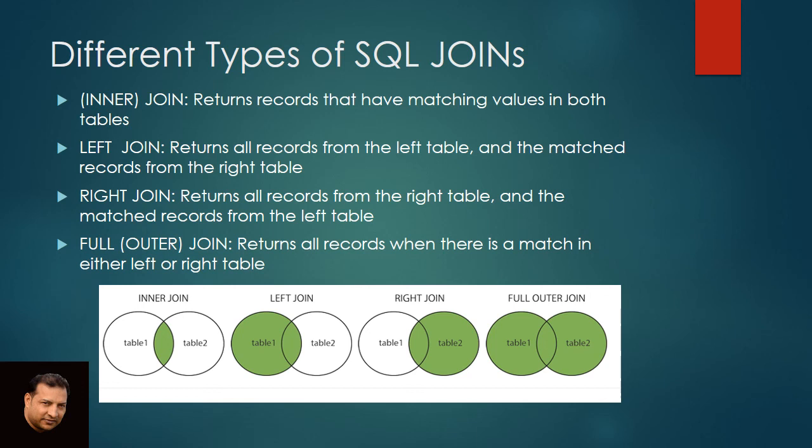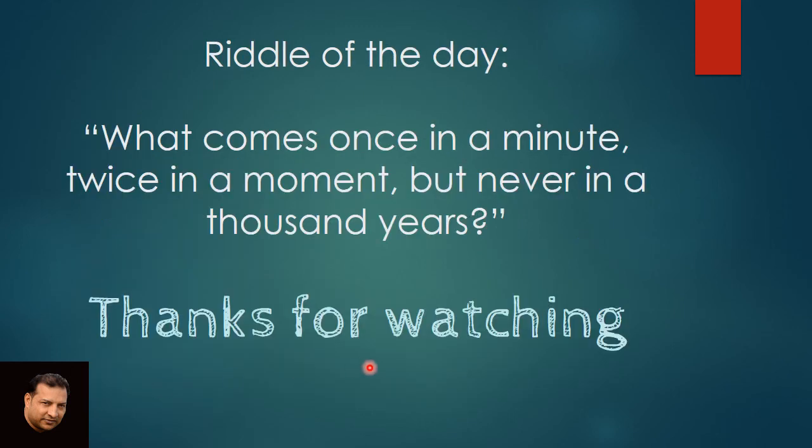Last we have full outer join. So it is quite simple. It returns all the records when there is a match in either left or right table. So with this we have finished the chapter MySQL.